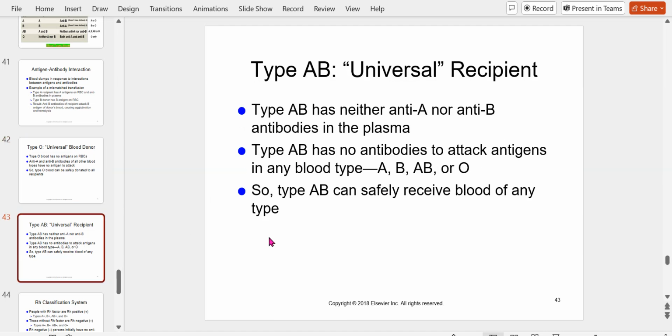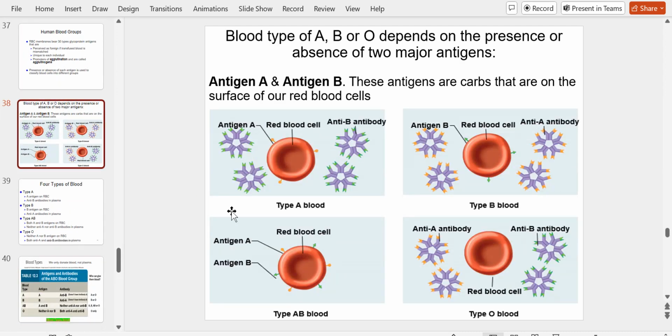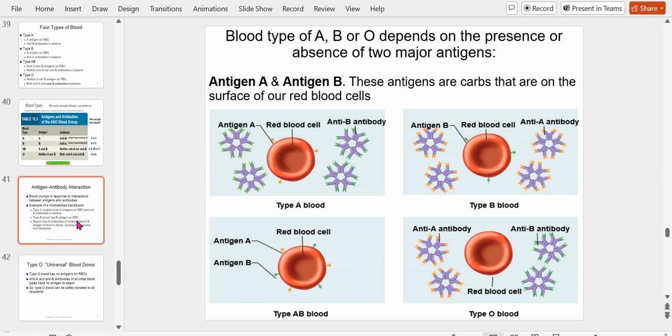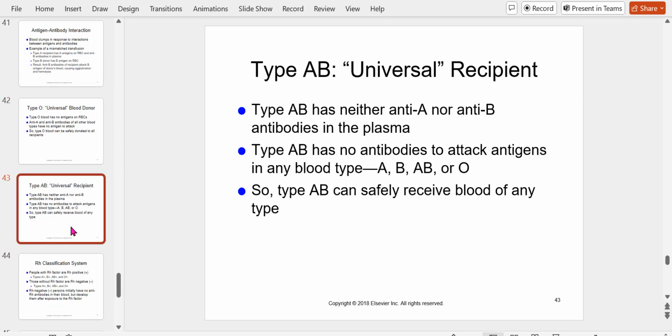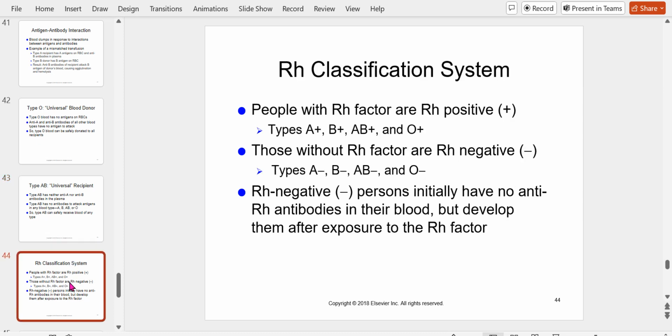Type AB is the universal recipient. What we mean by this is, if you donate, and now remember, we don't give the plasma at all, we only give the RBCs. So if we donate this RBC or this RBC or this RBC to this individual, they're all going to be okay, because these guys here don't have those antibodies floating around. So type O is the universal donor. Type AB is the universal recipient.